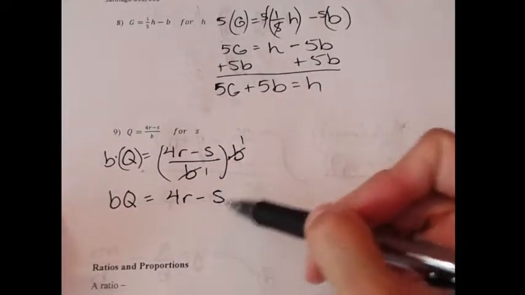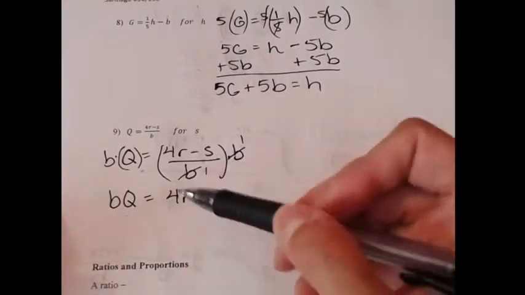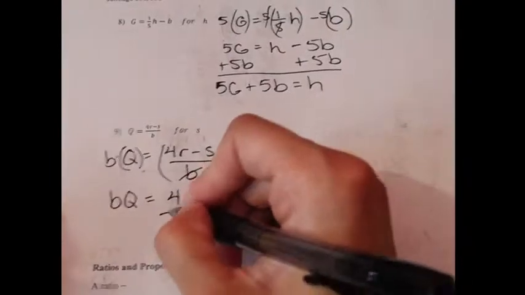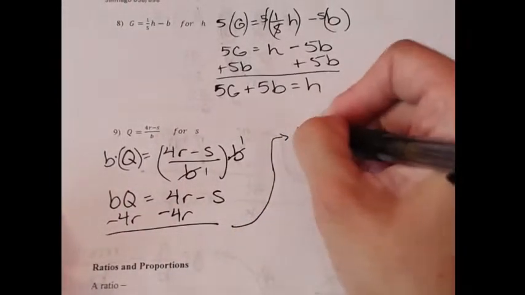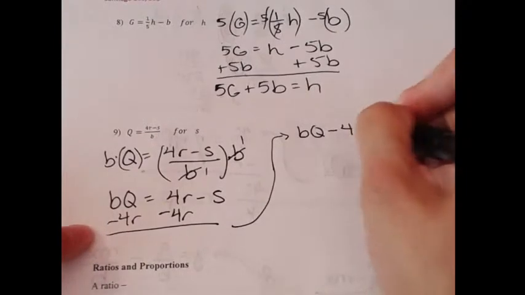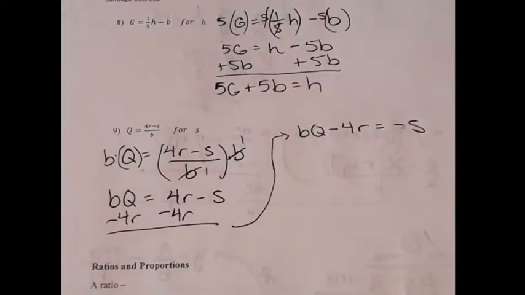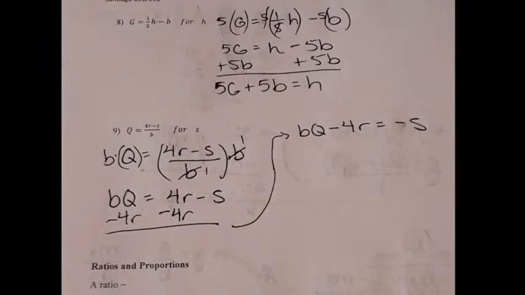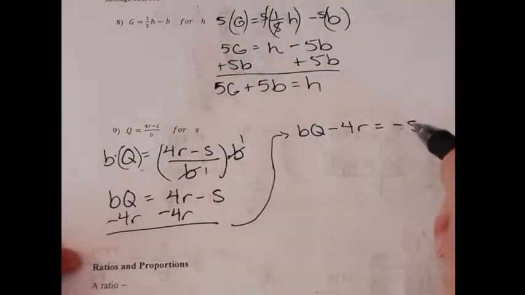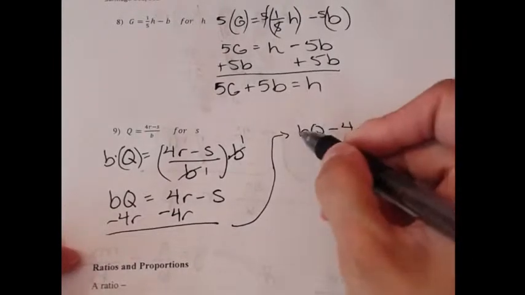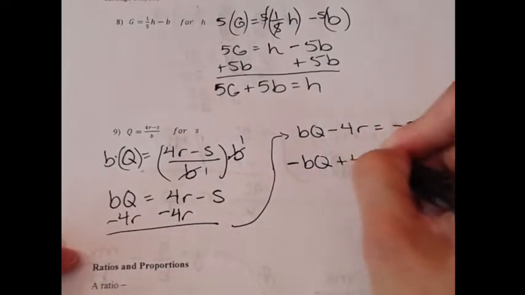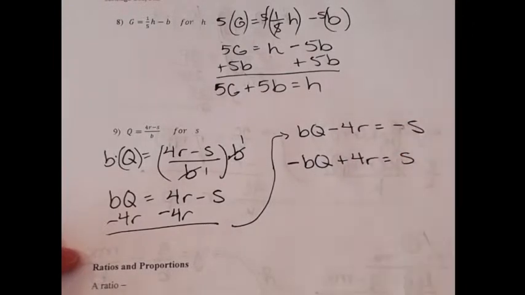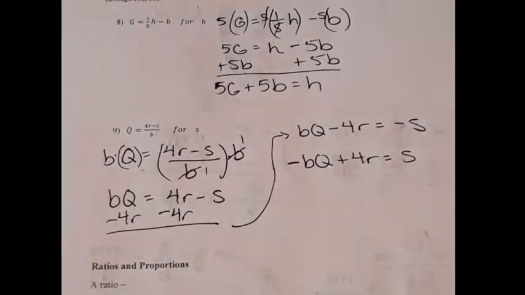Our focus is to get S alone, so this 4R has to go. This term is positive, so I'm going to subtract it. If I subtract that term, I'm left with BQ minus 4R is equal to negative s. Just like we learned before, we're going to multiply or divide by a negative 1. So each term has its own sign, and those signs are going to flip. We go from a positive BQ to a negative BQ, a negative 4R to a positive 4R, and a negative s to a positive s. And there is your final answer.